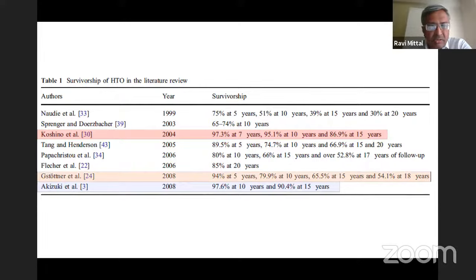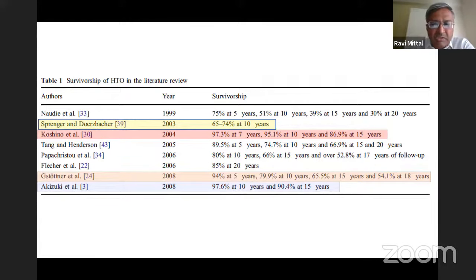A little less good is 94 at 5 years, 79.9 at 10 years, 65.5 at 15 years. And if you look at this figure, this is not as encouraging as the study by Cochino. It is just 65 to 74% at 10 years.